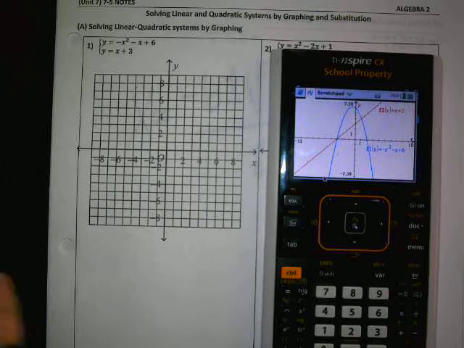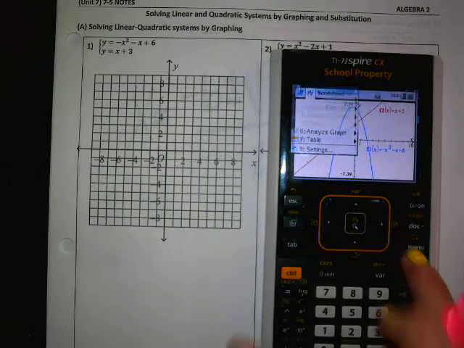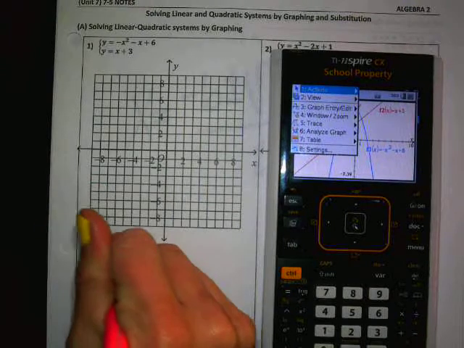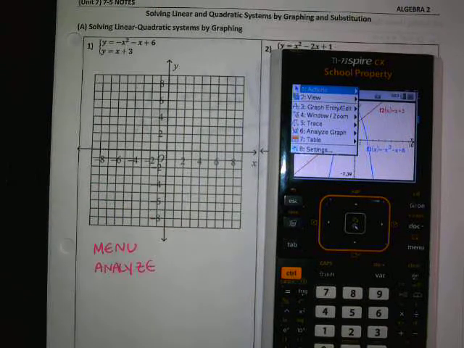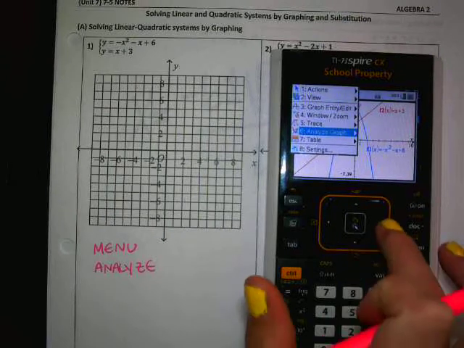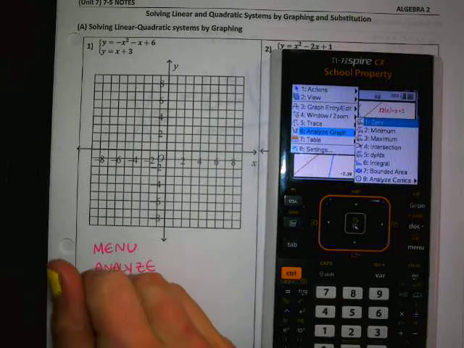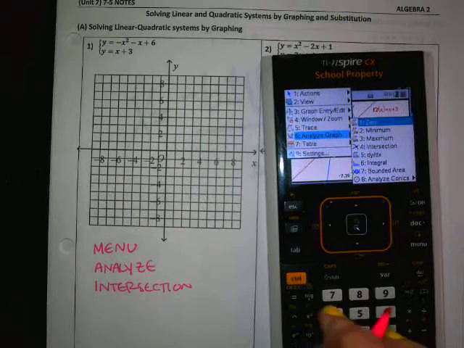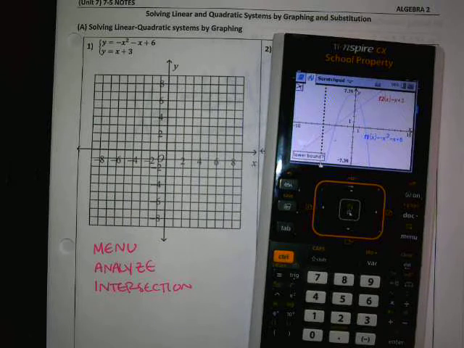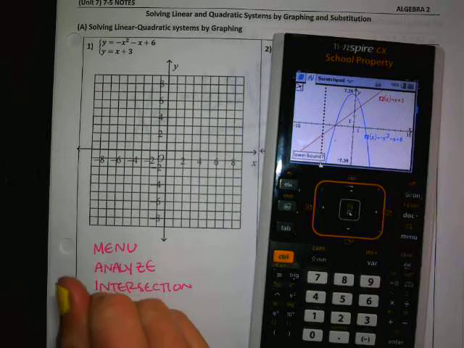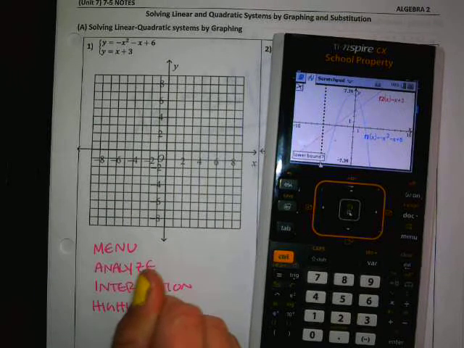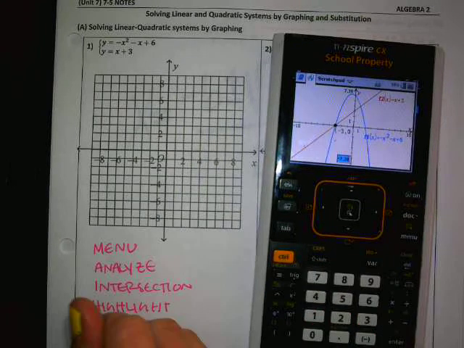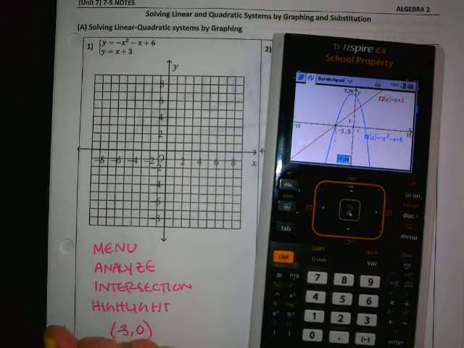So if you want to write the steps down in your notes so you have them: menu, analyze graph, down here at 6, analyze, and intersection. Then you're going to highlight. Now how many times do they intersect each other? Twice. So we are going to have to repeat.